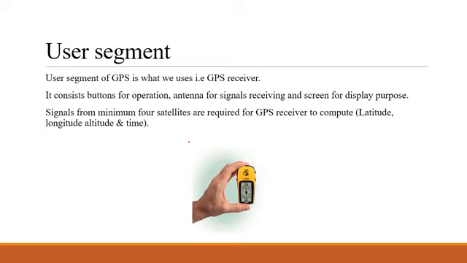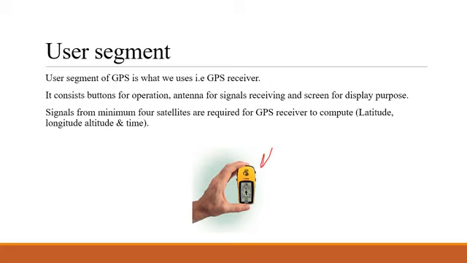Coming towards the last segment of the GPS, which is the user segment. So what is the user segment? The user segment of a GPS is what we use, that is, the GPS receiver. The final part of the GPS system is the user segment. It consists of buttons for operation, an antenna for receiving signals, and a screen for display purposes.